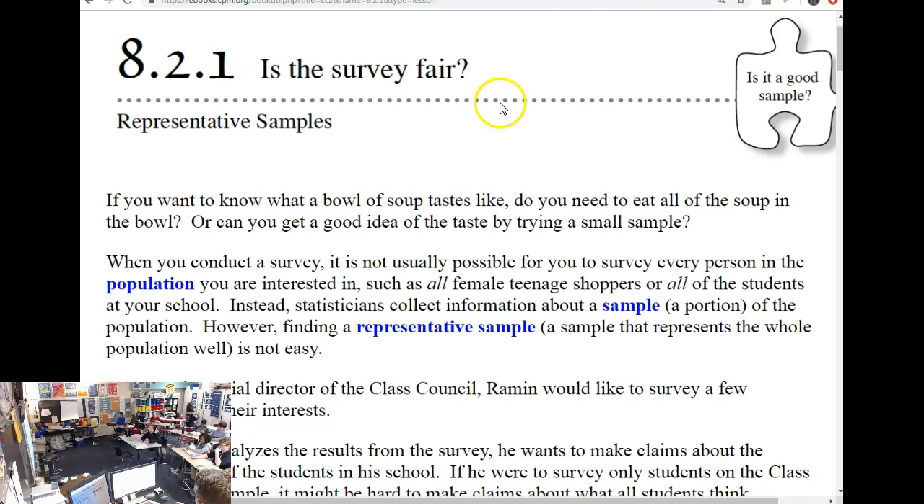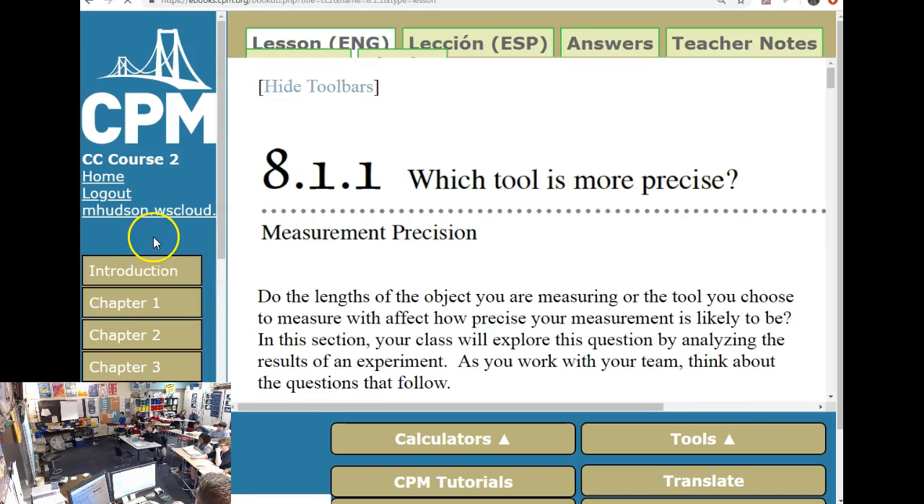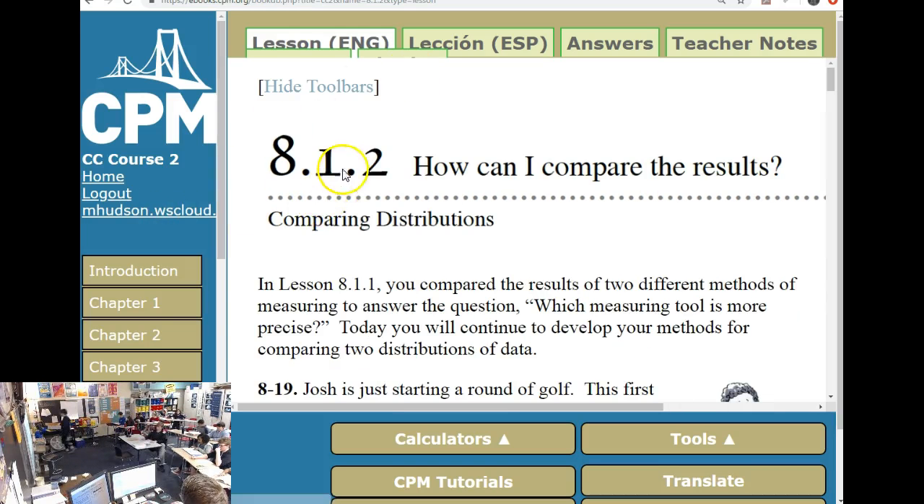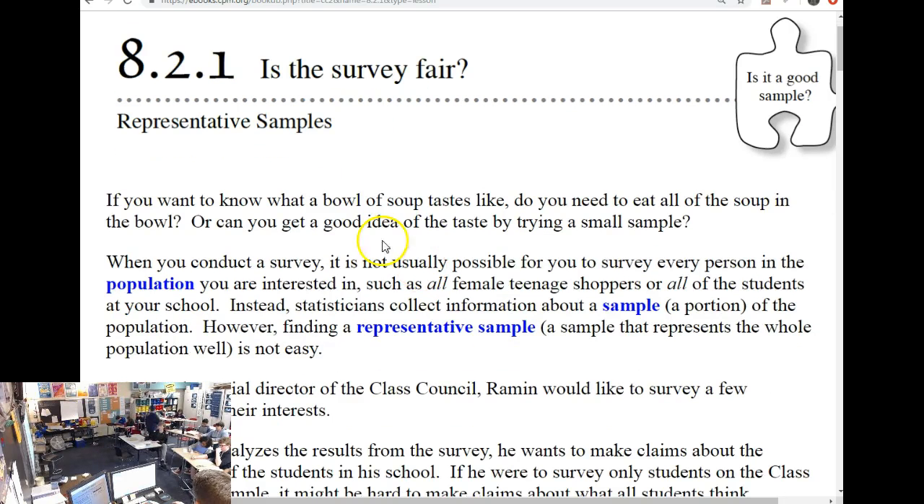Or all of 8.1. That unit, or that section, the 8.1s, has to do with measurement precision, like how precise we should measure things. We'll probably come back and do that after some state testing. And then 8.1.2, we compare distributions in histograms and box plots and things like that. We may do some of that next week, but I figured for a quick standalone lesson today, 8.2.1 would make the most sense. So please head your paper with representative samples.